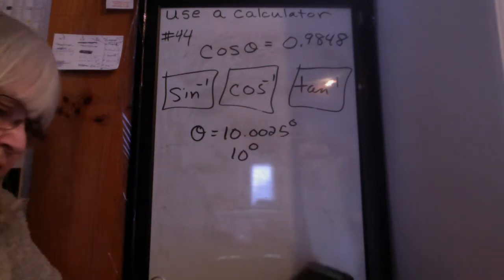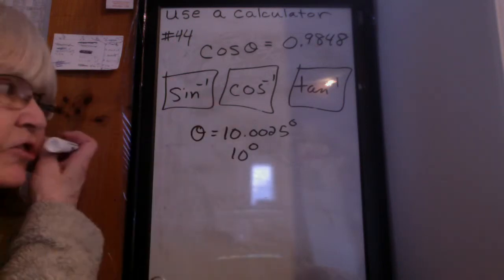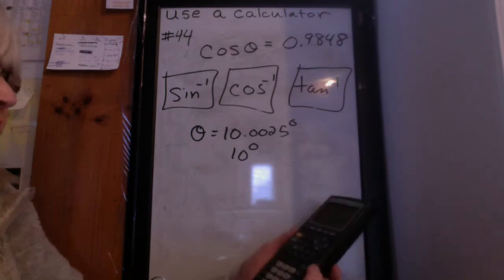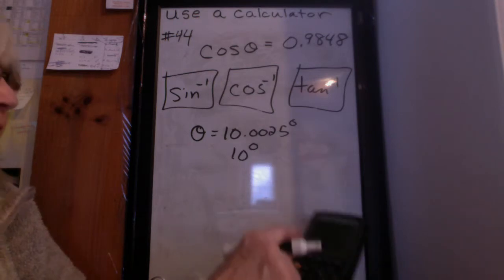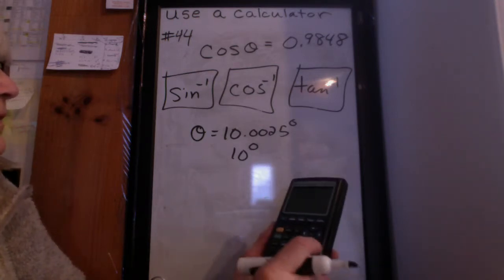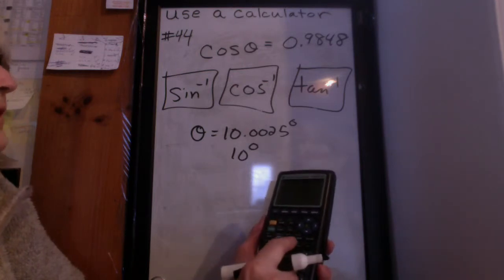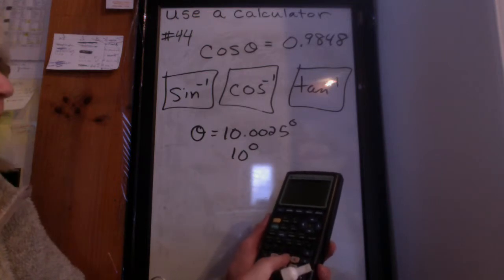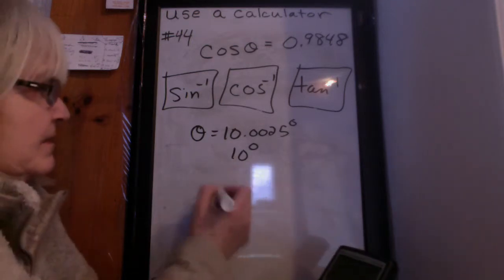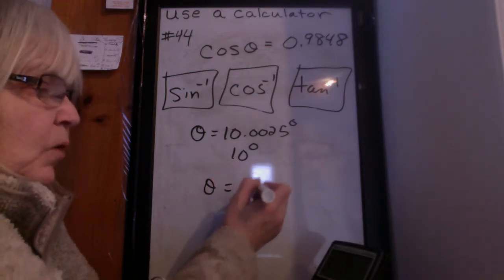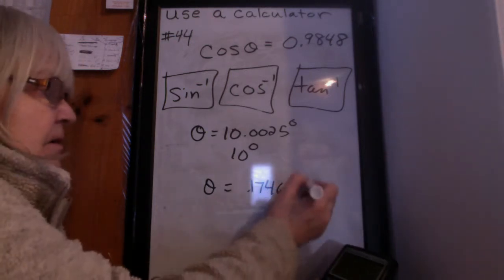If I want the radians for that, I can change this to radian mode and do the same thing. So I'm going to hit my mode button, and I'm going to change now to radian mode, and hit clear again. And now do, again, the cosine -1 key, so second cosine, type in 0.9848, and this time my answer should be in radians, and theta equals 0.1746 radians, okay?